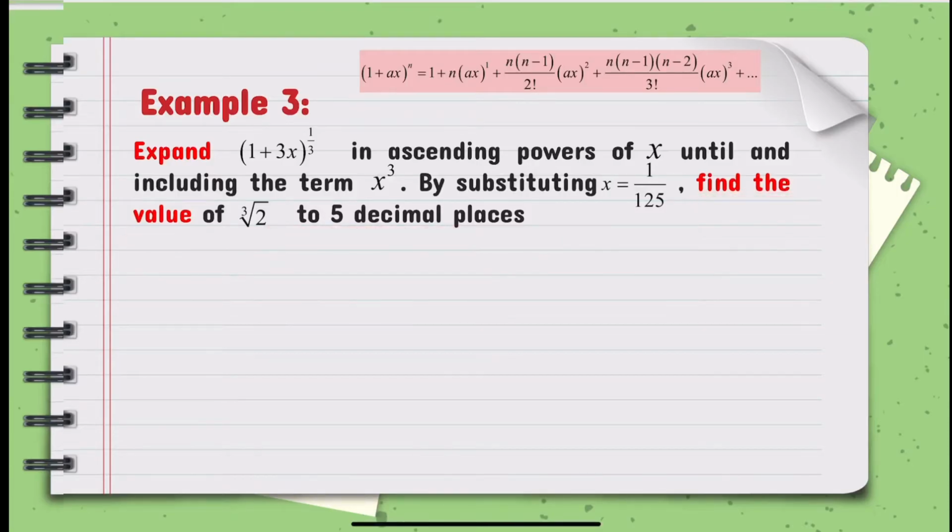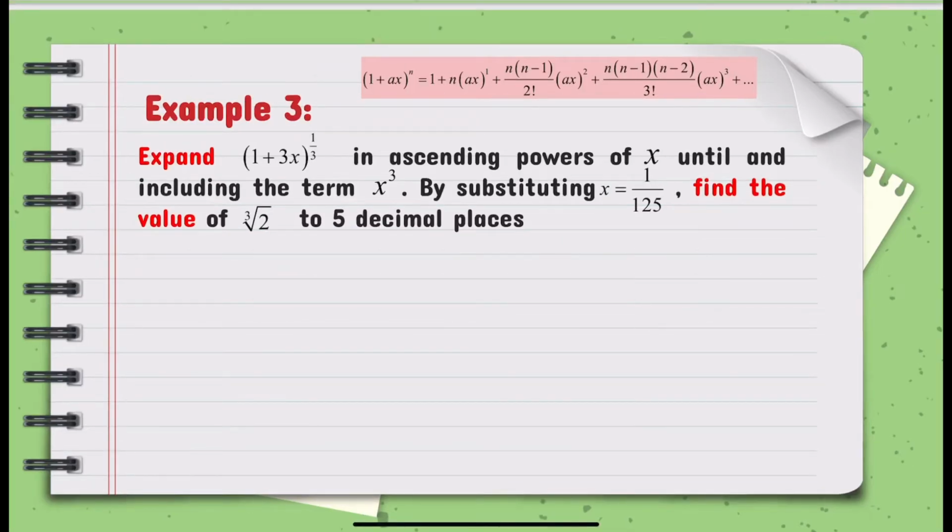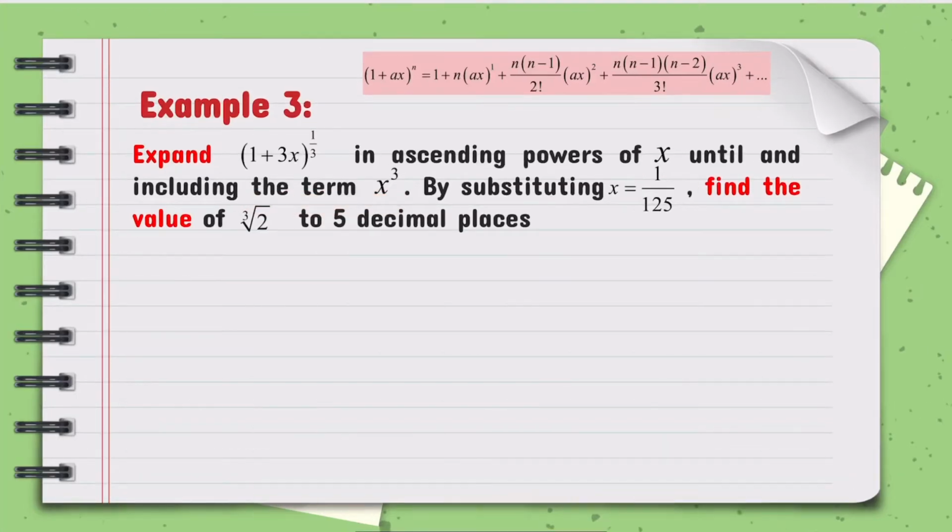There are a few things you need to check before you expand a binomial expansion for negative integer or fraction. The first one, the constant must be 1. So in this case, this constant is already 1. Then, you need to check how many terms are involved. In this question, you need to expand up to the term x³. Now, let's start.